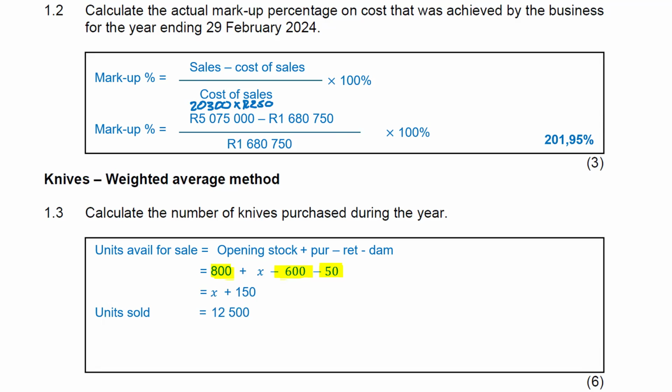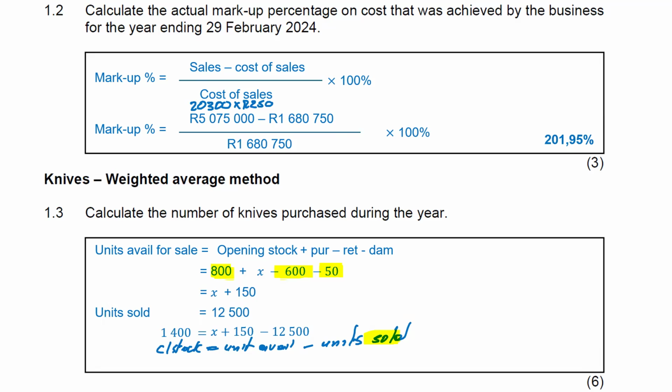So normally when you take the number of units available for sale and you minus the ones that were sold, you're supposed to get the closing stock. So when you take X plus 150 and you minus the 12,500, it's supposed to give you that 1,400, which is the number of units of closing stock. So this is our closing stock. You normally take units available to be sold minus units sold. That's how you calculate units on hand or closing stock.